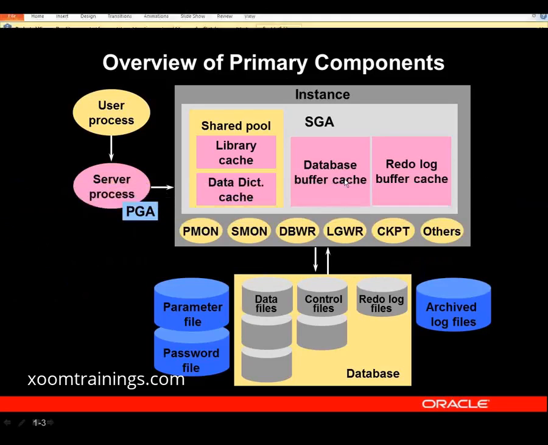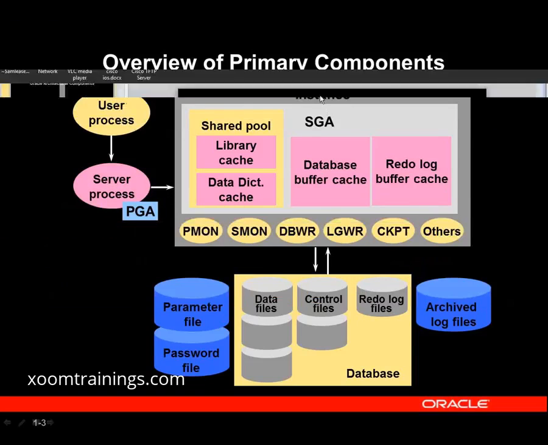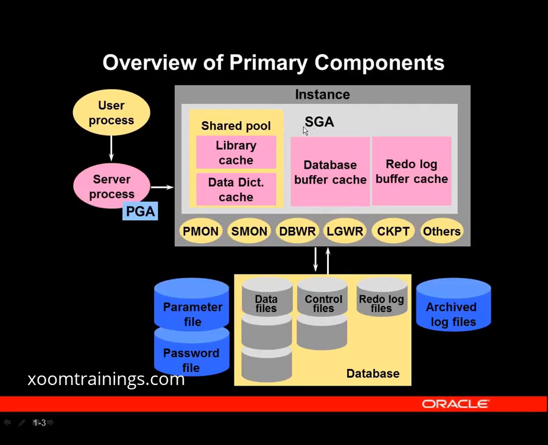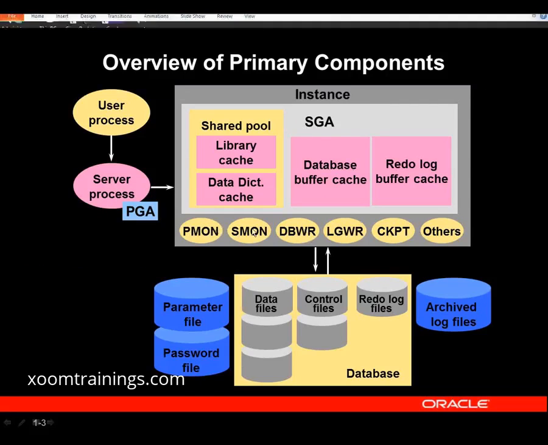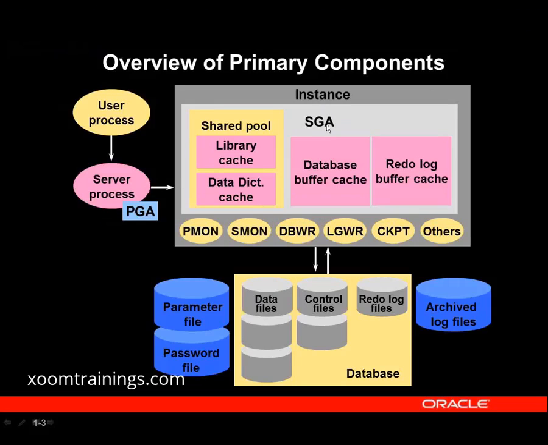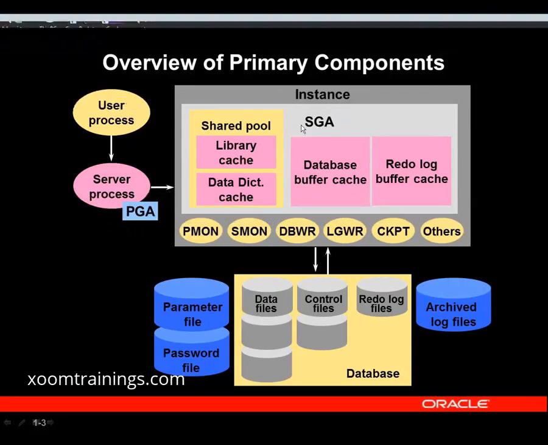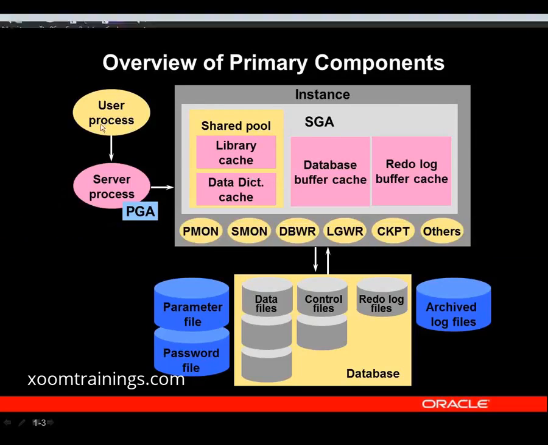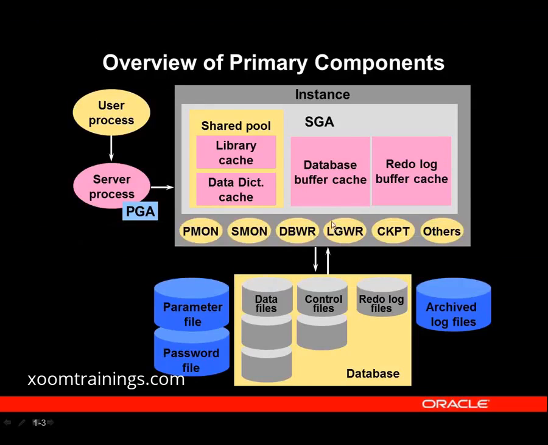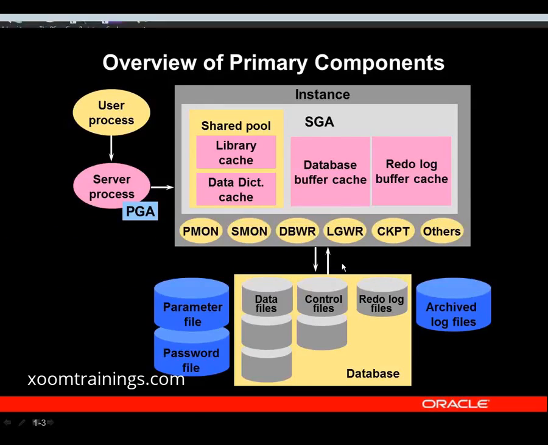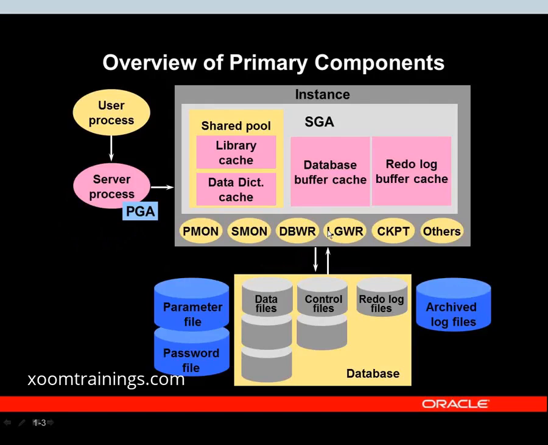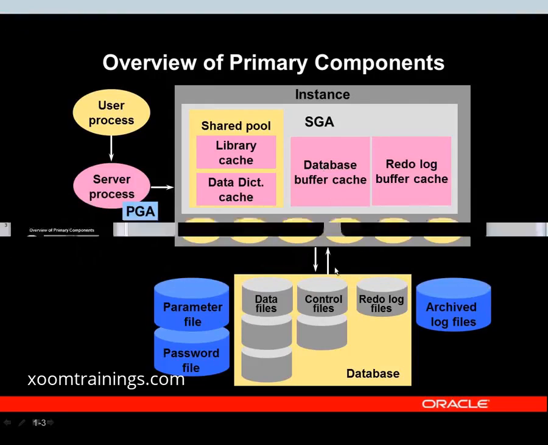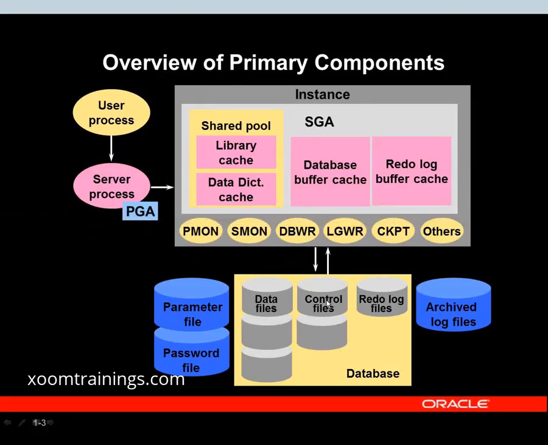The database is made up of granules. An instance is a combination of the system global area and background processes. The SGA, or shared global area, is useful when users fire queries, and the background processes communicate between the memory structure and the database. So they act as an intermediary between the memory component and the physical database.